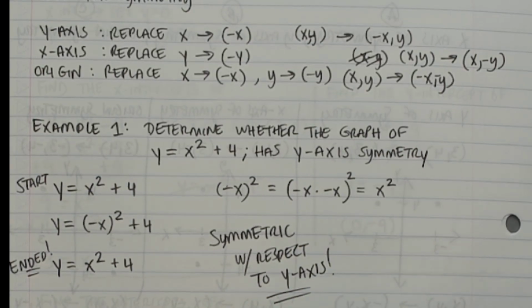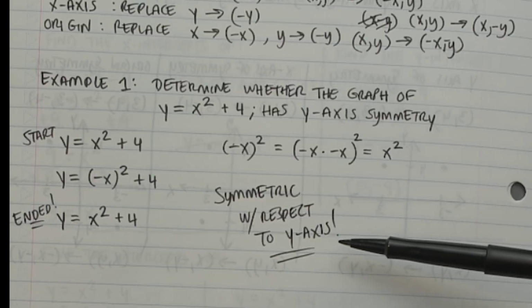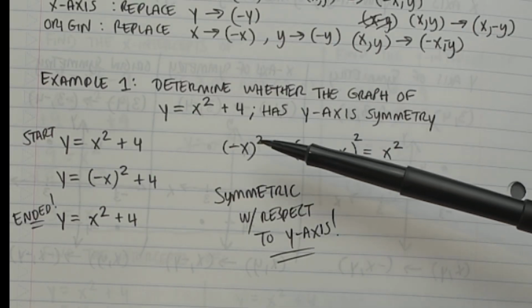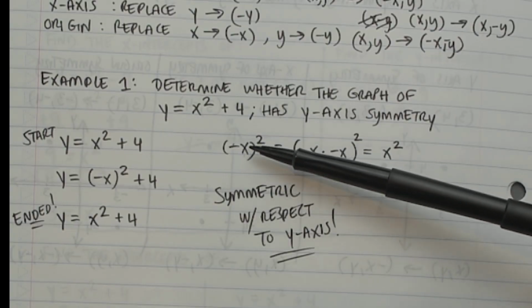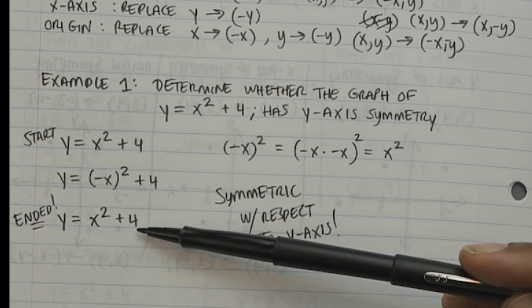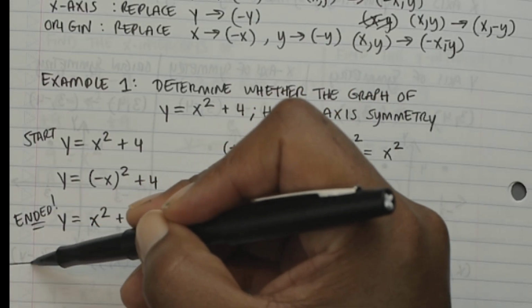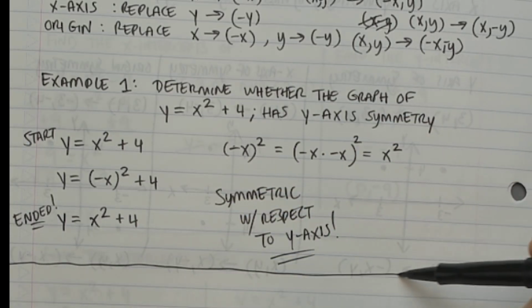Okay, so we just determined that. So if you encounter a problem like this, all you have to do, remember, is replace the x with the negative x, and then compute it. And then if you end up with the original equation, that is how you determine whether or not that equation is symmetrical with respect to the question at hand.